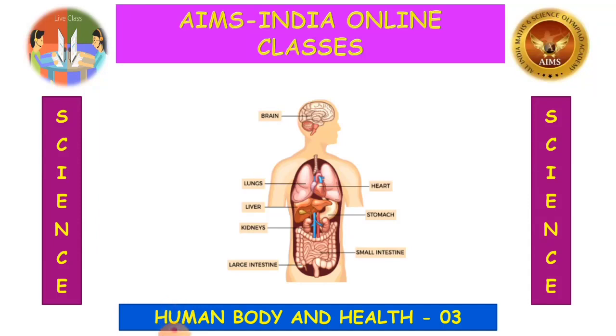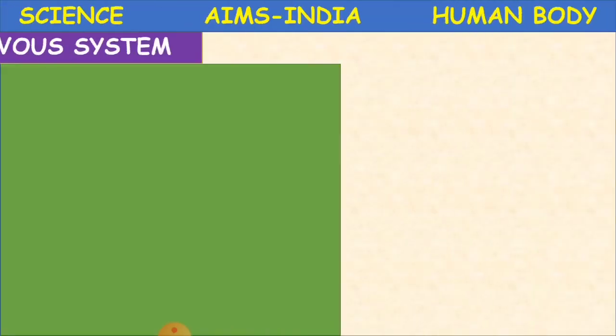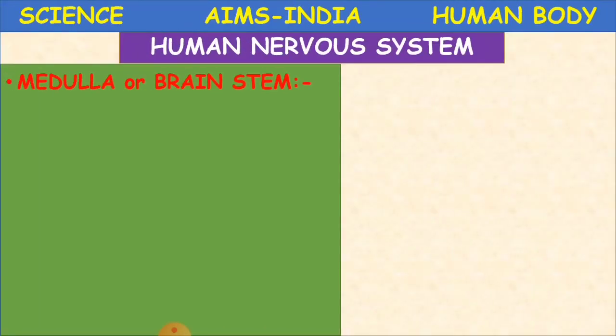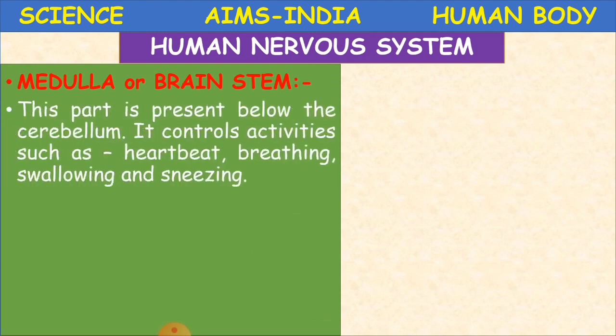So today from our science subject we will be continuing human body and health part 3. Okay children? Yes. So we will be learning about the human nervous system in today's class. As we said, the nervous system contains the brain. In the brain we had some parts, like yesterday we learned the cerebrum and other parts.